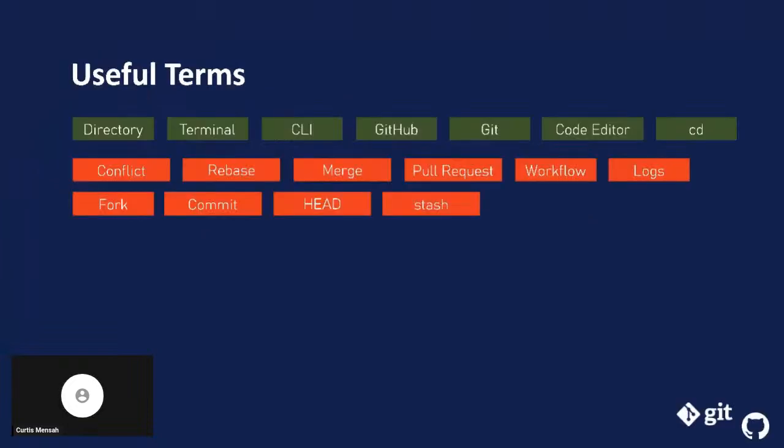Okay, so in this class, I'll be giving some terms along the line. These terms would be used almost every bit or every statement I make. So let's keep that in mind and not get confused. I'm sure you might as well have heard some of these things here. One, we've got a directory, we've got a terminal, we've got a CLI, we've got GitHub, we've got Git, we've got a code editor, and we've got a CD.